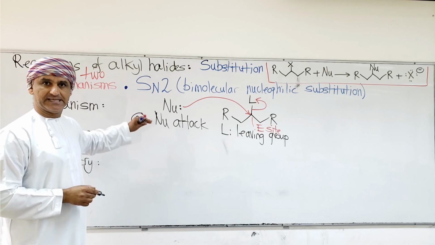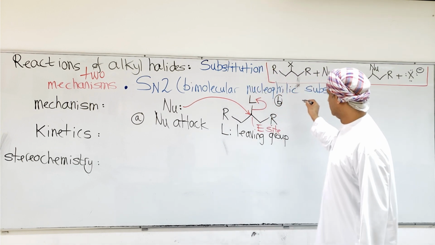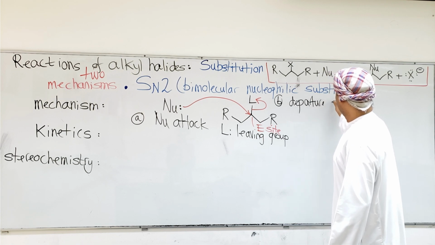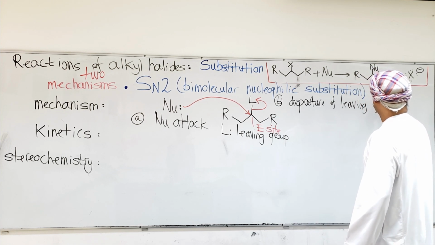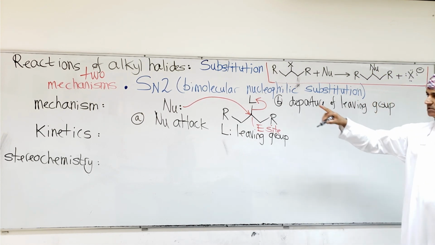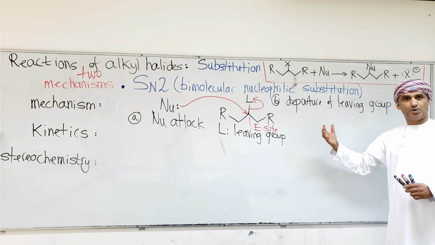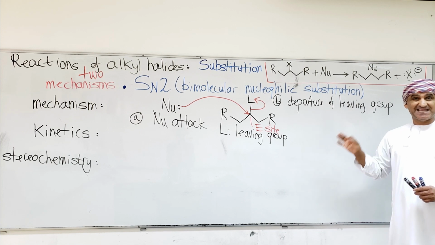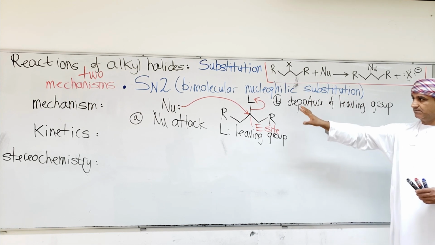Within SN2, there is the nucleophilic attack, and here we can describe step B as departure of the leaving group. The nucleophile attacks the electrophilic carbon. The leaving group leaves, or departure of the leaving group. If these two steps take place at the same time, if these two steps take place simultaneously, then the mechanism type is SN2. So these two take place at the same time.